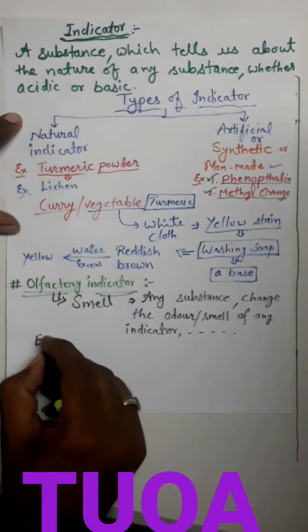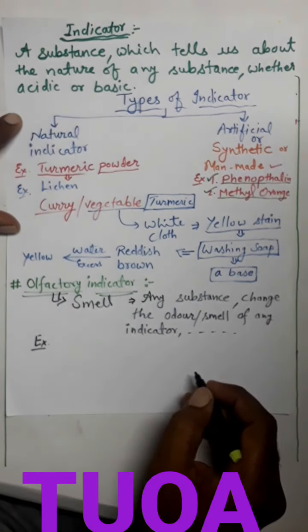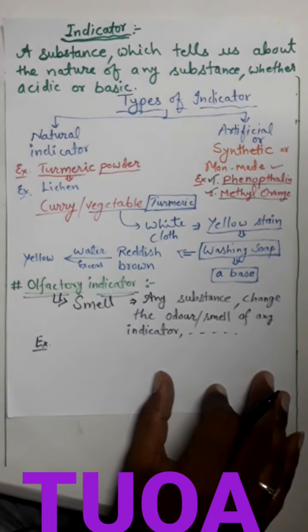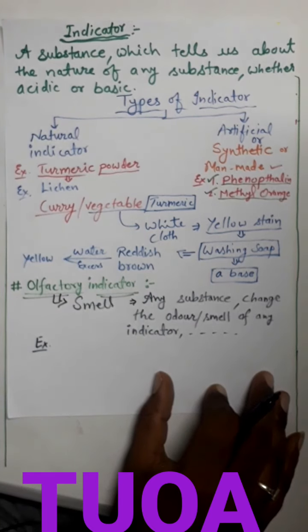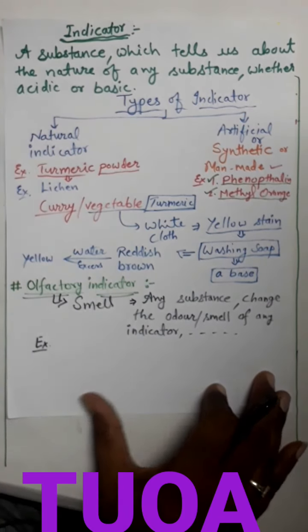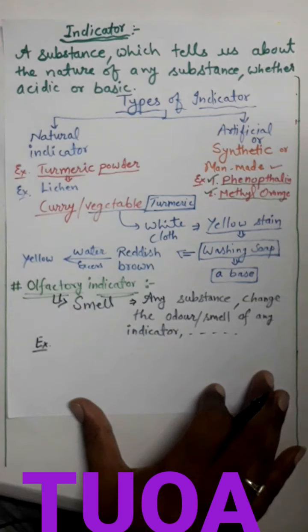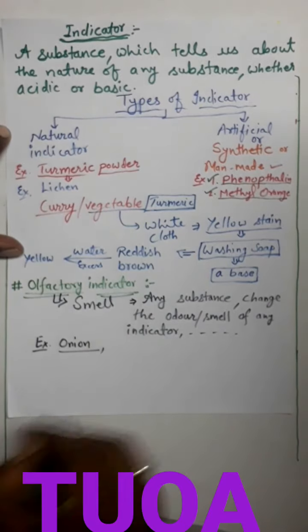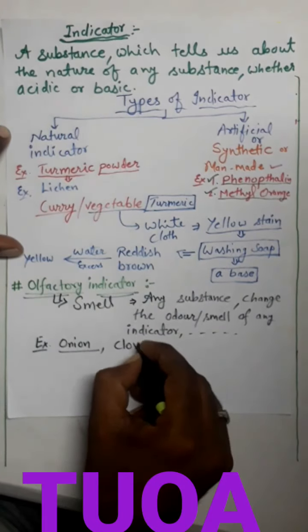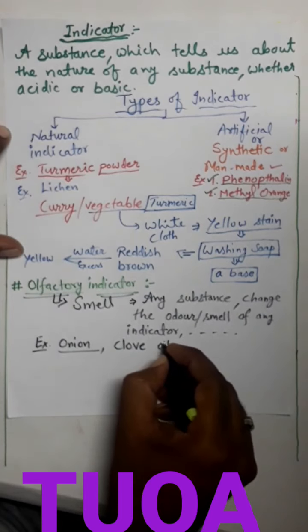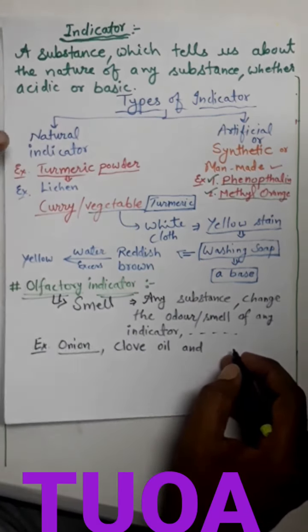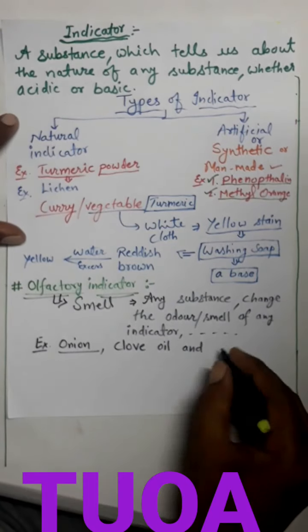And here also you need to remember 3 examples at least, because they are included in the syllabus part of your NCERT textbook. NCERT syllabus, there are 3 examples. The first example is onion. Second one is clove oil, and third example is vanilla extract.